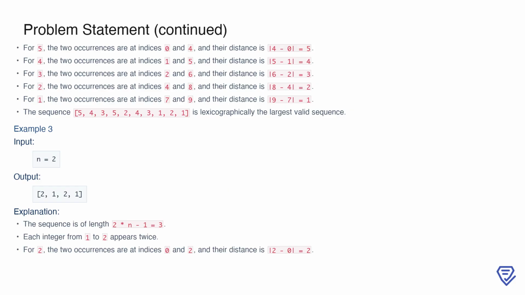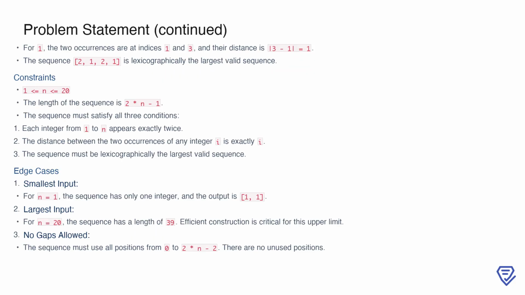The number 5 appears at indices 0 and 4, and the distance is 5, which is correct. The number 4 appears at indices 1 and 5, with a distance of 4. Similarly, the numbers 3, 2, and 1 all appear at their respective positions with distances of 3, 2, and 1. Since every number from 1 to 5 appears exactly twice and the distances are correct, the sequence is valid. Furthermore, it is lexicographically the largest sequence because the largest numbers, like 5 and 4, are placed in the earliest possible positions while still maintaining validity.